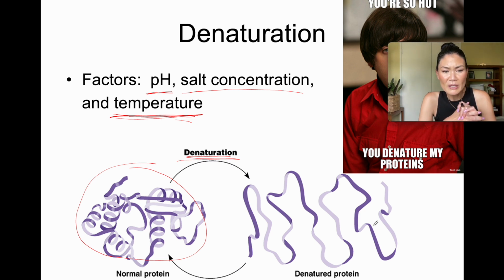So a good example would be cooking, like when you cook eggs, right? The white part of the egg is mostly protein. It changes shape and it turns opaque. It goes from clear to opaque.